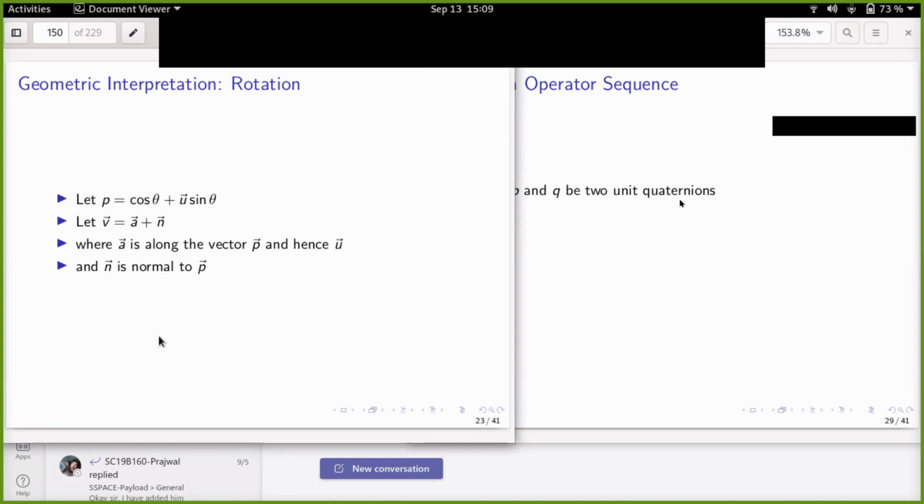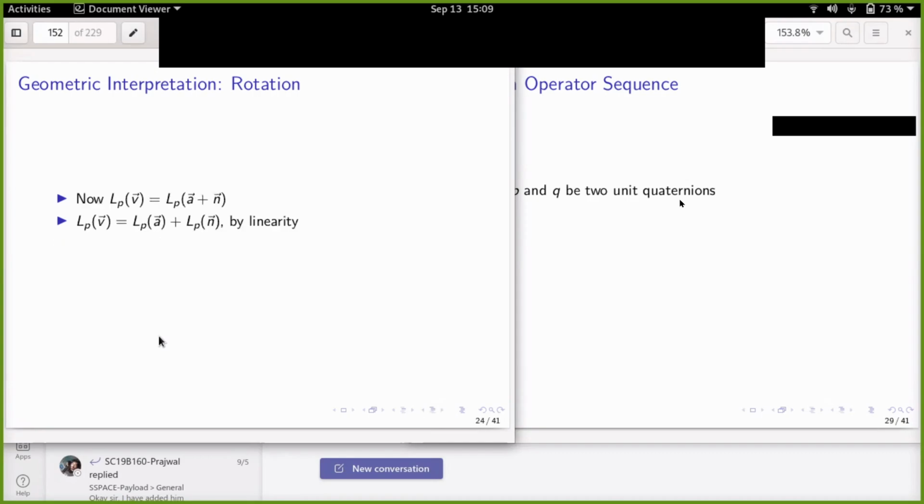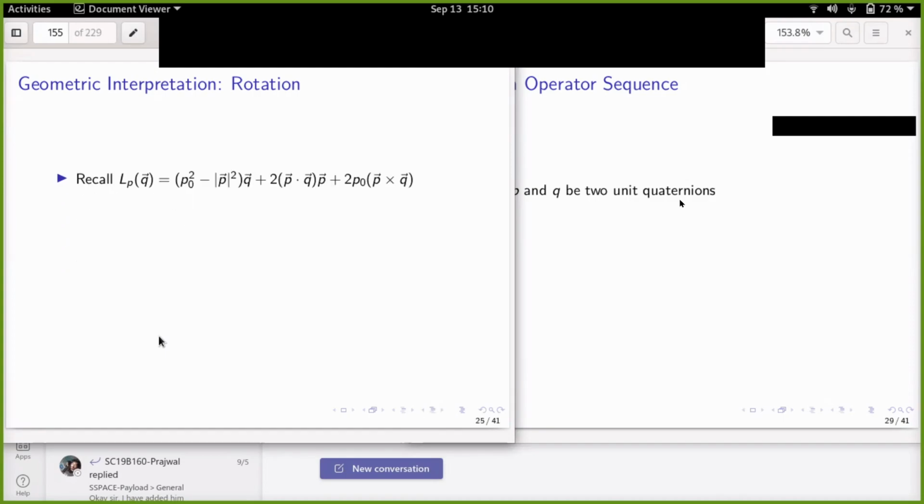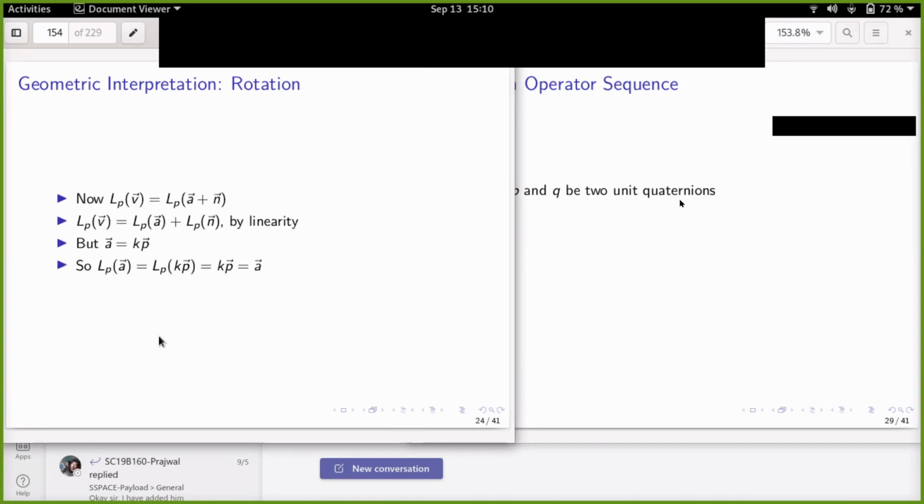Then if you use this multiplication in a special way, P Q P star, that is your L_P operator, where Q is the three-dimensional vector under consideration in the quaternion form. That is, you have converted a vector into a quaternion. So if you use this P Q P star operation, you found out that for any arbitrary quaternion P, the vector part of P represents the axis of rotation. That was this proof. That is L_P of K times P is K times P itself, the vector part of P.